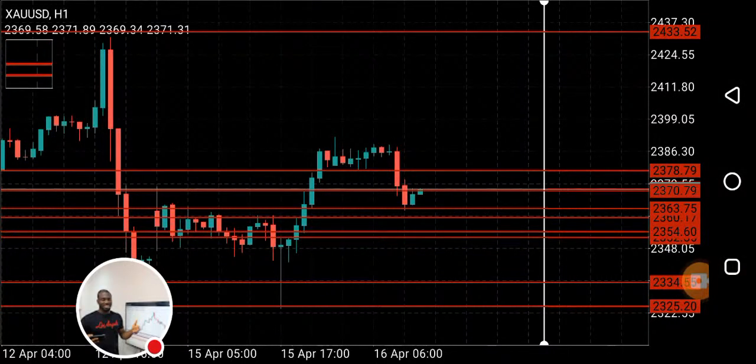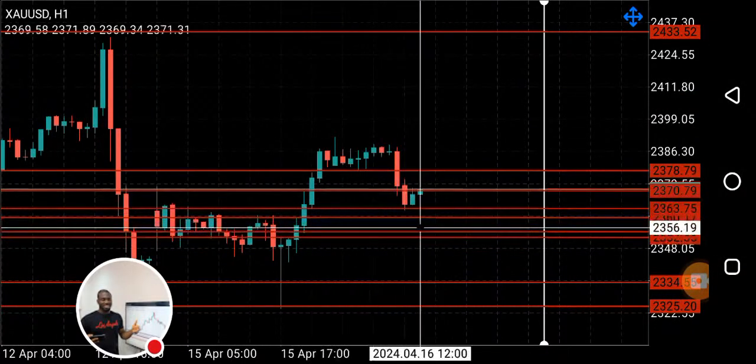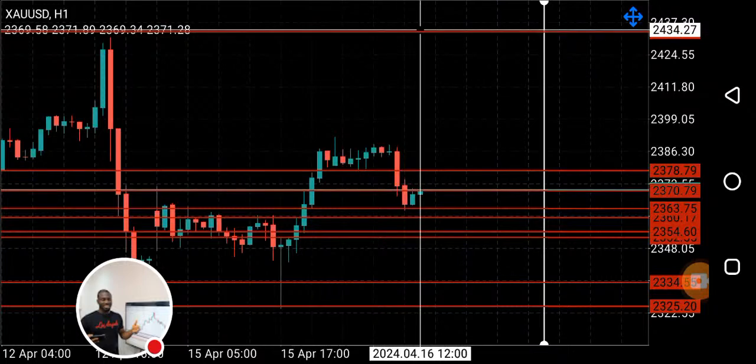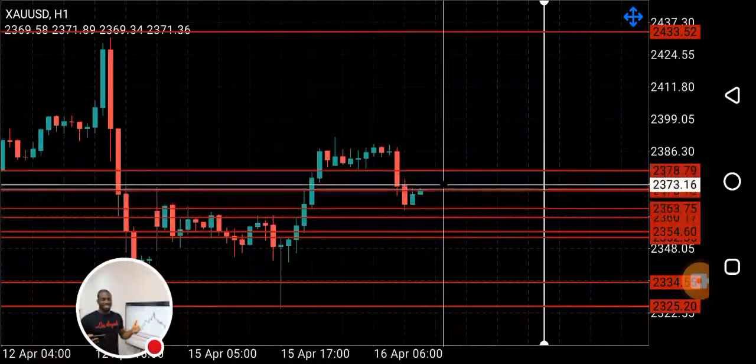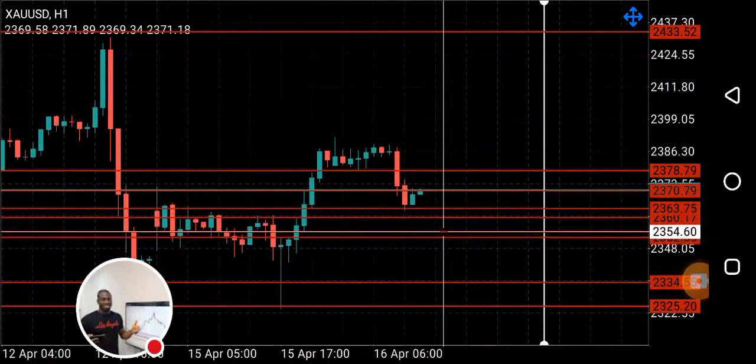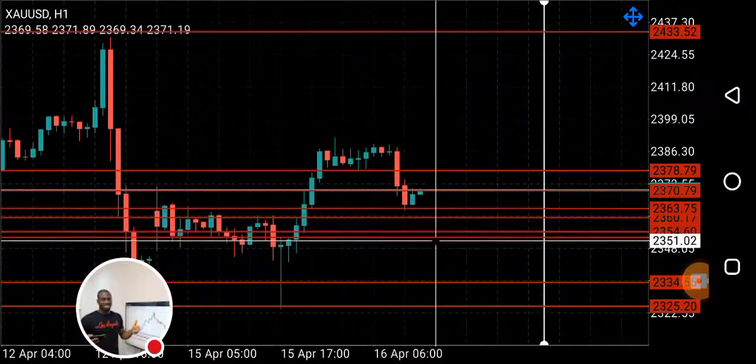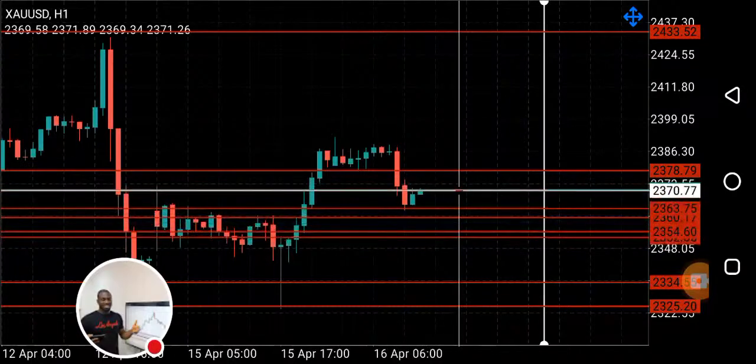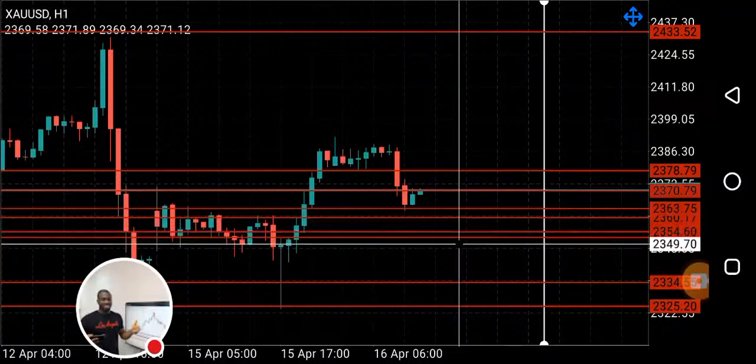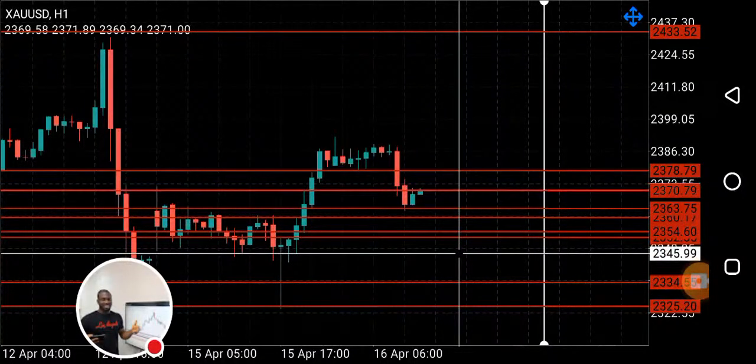Can you see? Yeah. So if you want to buy gold, this will be your first target, and your stop loss must be below this fair value gap. So let's say you are buying gold from the current market price, which is 2371.0, and you are setting your stop loss at this level, 2345.1. That's about 300 and something pips. So the risk is very high.